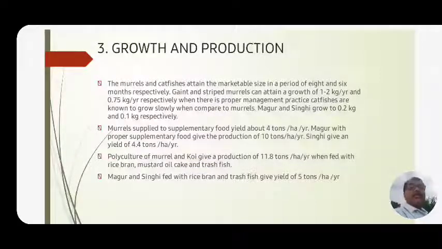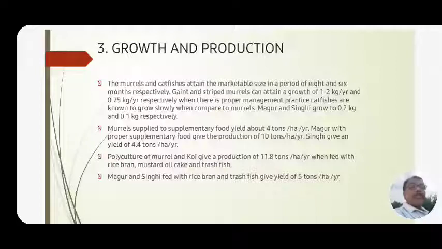Then murrels supplied with supplementary food yield about 4 tons per hectare per year. When murrels are cultured with supplementary food, how much production is obtained? Near about 4 tons per hectare per year, that is the murrel production.